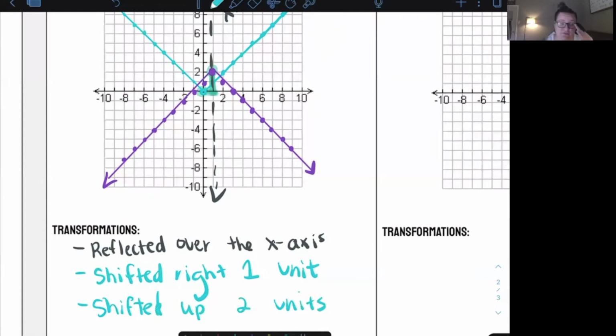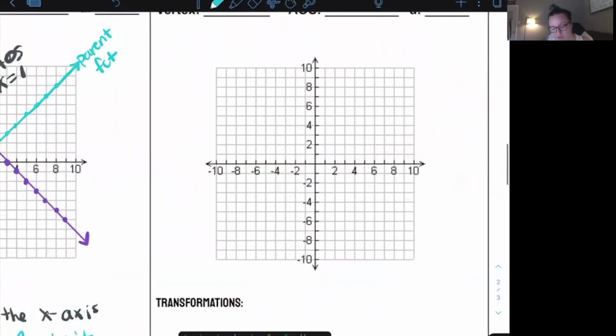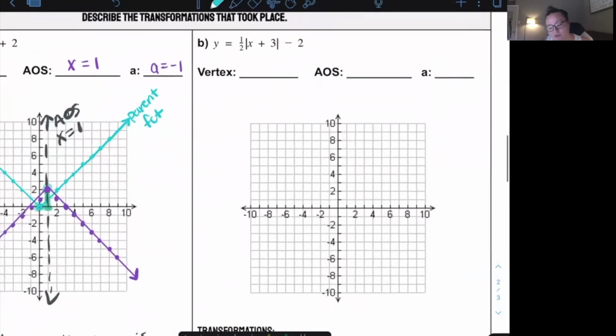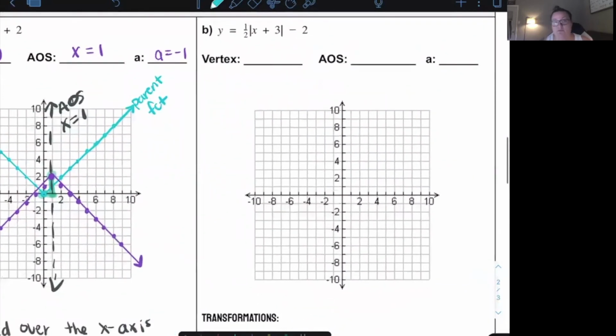All right, why don't you give this a shot on your own? So you're going to graph the parent function. You're going to graph the new absolute value function, and you're going to describe the transformations that took place. Pause the video and then press play when you're ready to check your work.